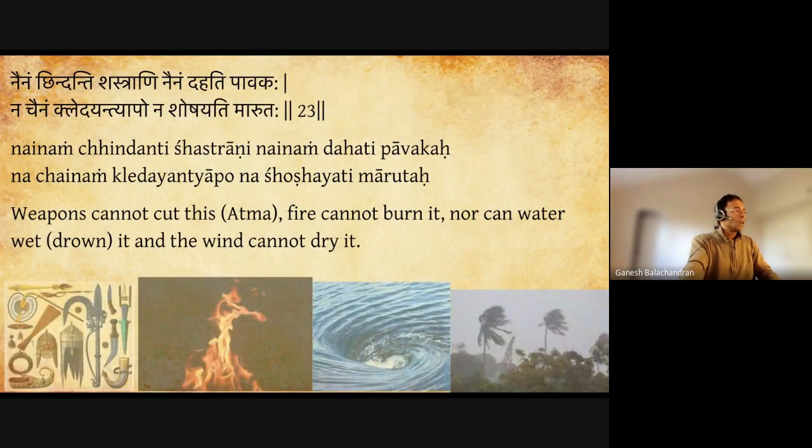Nainam chindanti shastrani, nainam dahati pavakaha, na chainam kledayantyapah, na shoshayati marutaha. Okay. Chindanti means cut asunder. Shastrani, weapons. Shastra is weapon. Shastra is knowledge. So a good ruler, it is said, should have an understanding of both Shastra and Shastra.